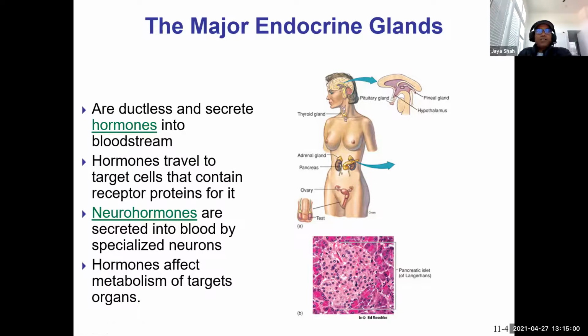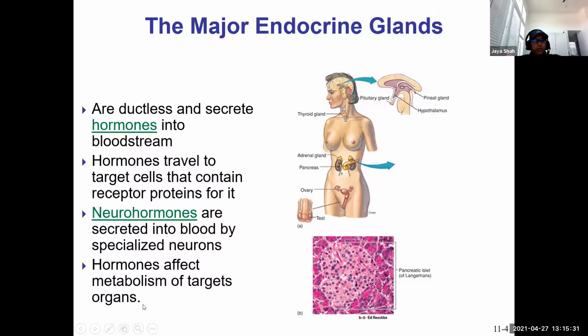Hormones are of two types. Sometimes they are neurohormones, because some of the endocrine glands are modified neurons and they produce neurotransmitter-like hormones. For example, epinephrine and norepinephrine produced by the adrenal medulla, the inner part of the gland, are like epinephrine and norepinephrine neurotransmitters. That's why we call them neurohormones.